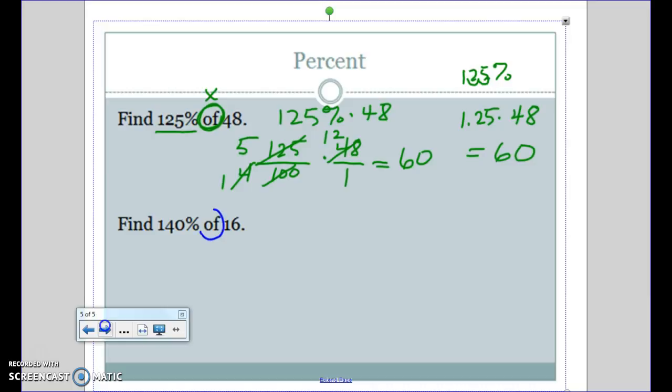Find 140% of 16. Now, I kind of said this a little earlier, but I want to say it again. 140%, that's more than a whole. So my number that I calculate should be bigger than 16 because 100% would be 16. 140% would be 16 plus another 40% on top of that. So let's just take a look here. If I'm looking for 140% of 16, multiply, then I can think of it as 140 per 100 times 16.